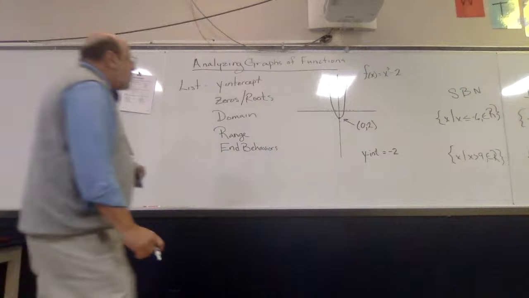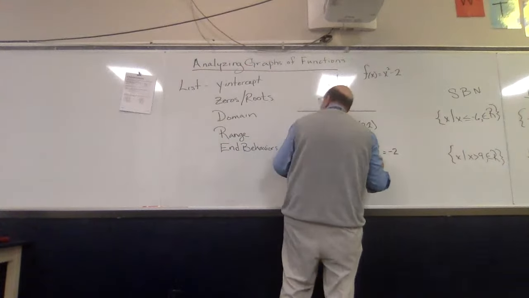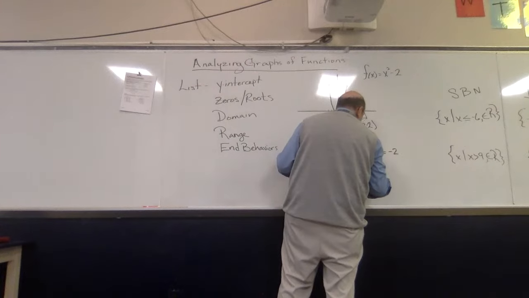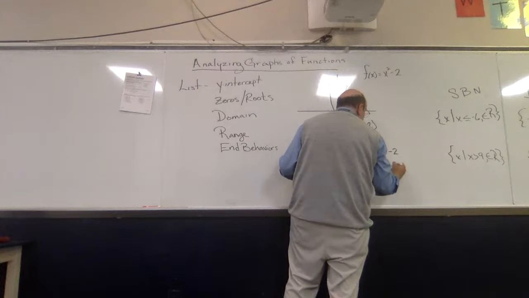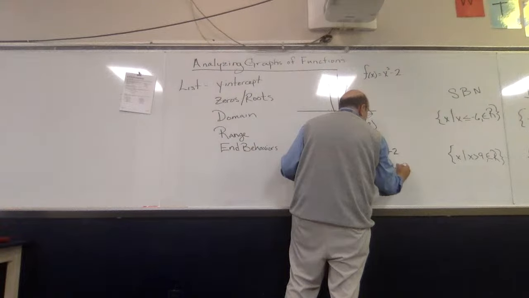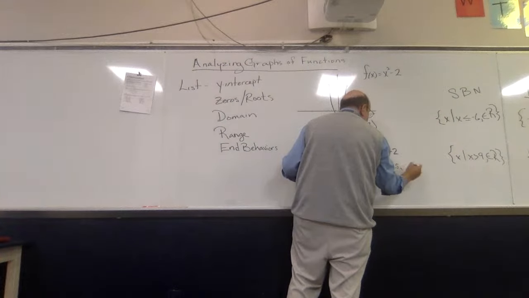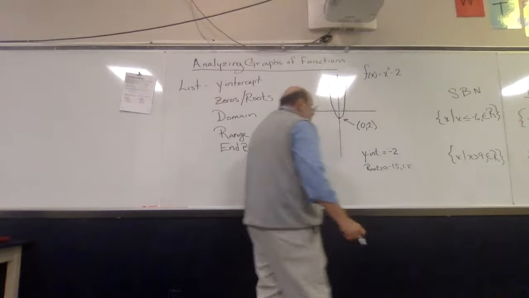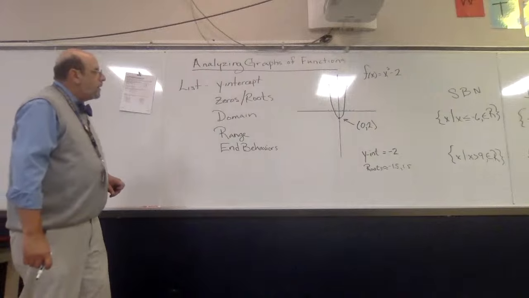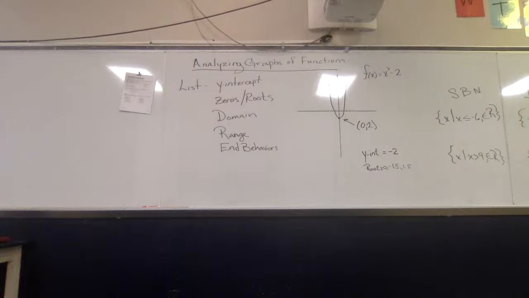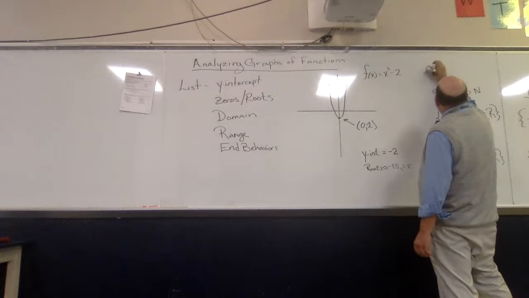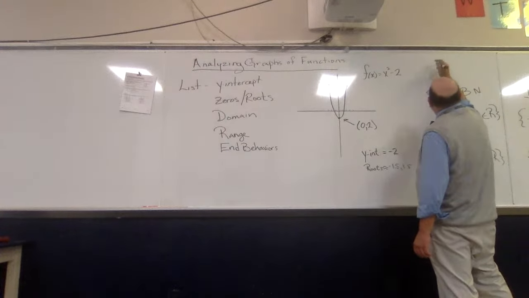Okay, and now we can estimate what our roots are, or our zeros. I call them roots. Our roots are about negative 1.5 and 1.5. Just about. Wait, there's a sign for just about. Approximately, that's exactly what it is. Is that a real thing? Yeah.